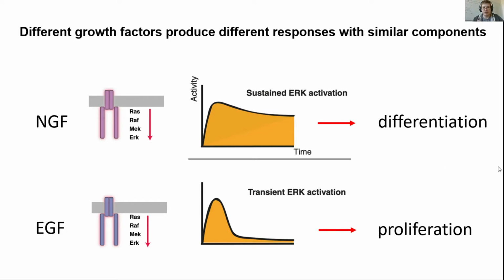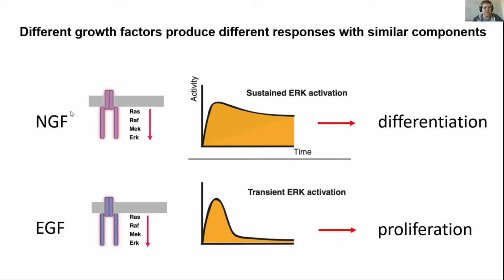So, for example, there's this famous result that if you stimulate cells with NGF, nerve growth factor, and you look at ERK activation over time, you'll see this profile where ERK gets turned on and it stays on pretty much throughout the course of the experiment. And when this happens, it triggers differentiation of cells into one cell type. But if, in contrast, you stimulate cells with a different growth factor, EGF, interestingly, this produces a transient ERK activation. So ERK levels increase and then they decrease and they go very low again. And when this happens, instead of differentiating, cells will proliferate.